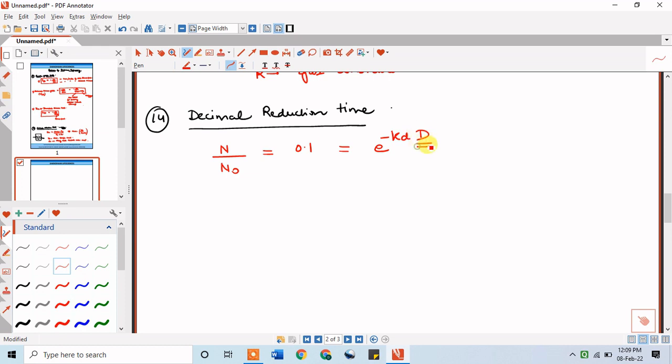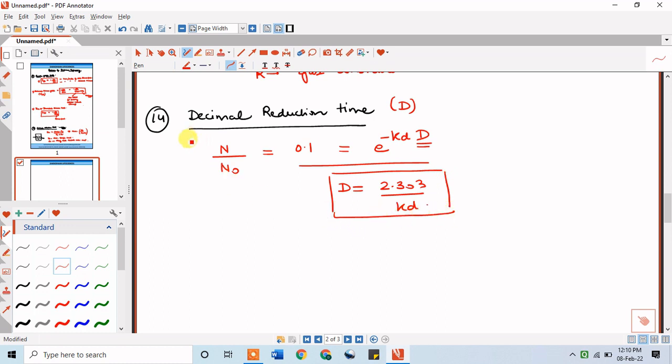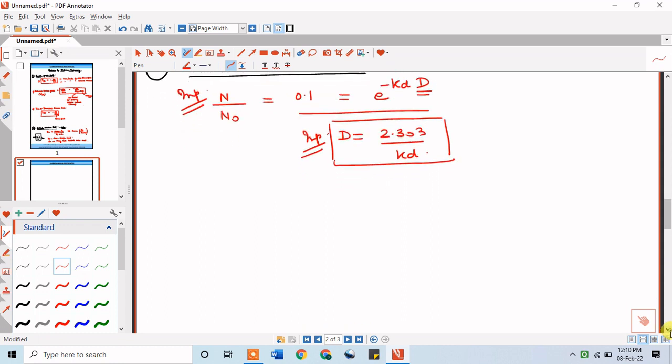So what is this D? This is the decimal reduction time, represented by capital D. From both of these, I can write D is equal to 2.303 divided by kd. So this is another equation for the decimal reduction time. You can remember this also, both of them are important. Questions come from here, so please keep the decimal reduction time in mind. Okay.